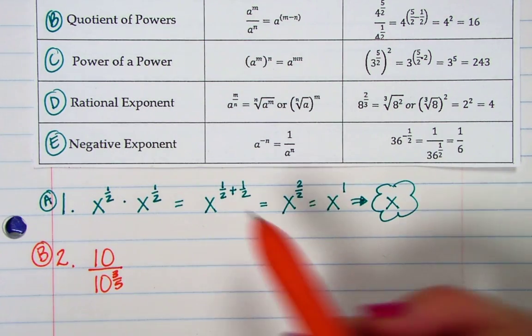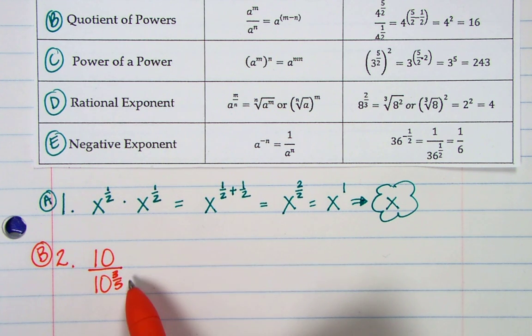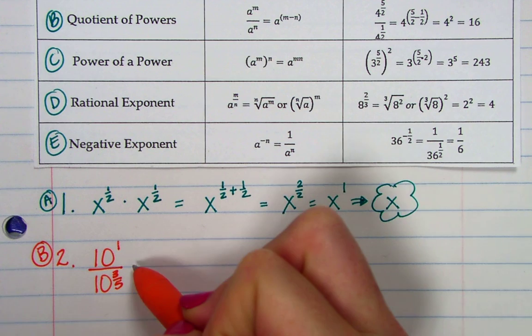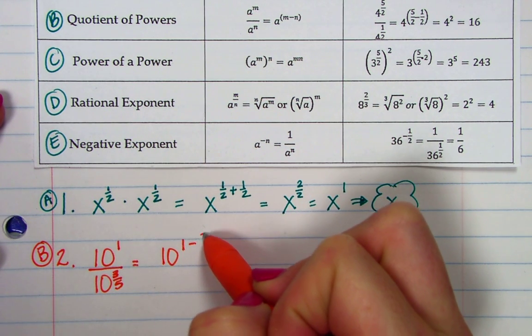With that one, when you multiplied, we added the exponents. When we divide here, we're going to subtract them, right? Well, there's not an exponent with the 10. What does that mean it is? A 1, right? So let's write it in there. So it'll be 10 to the 1 minus 3/5.